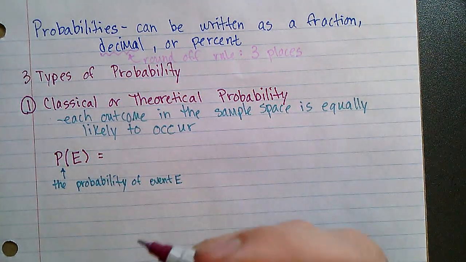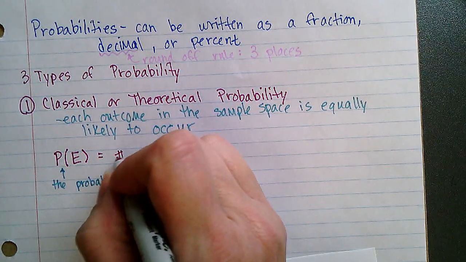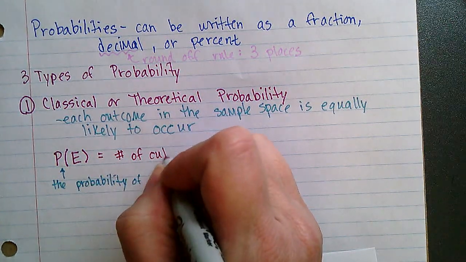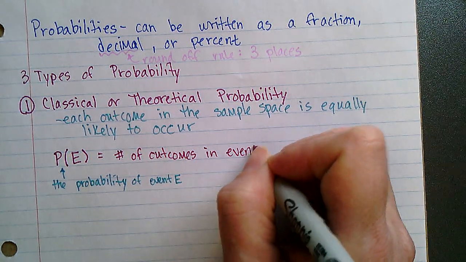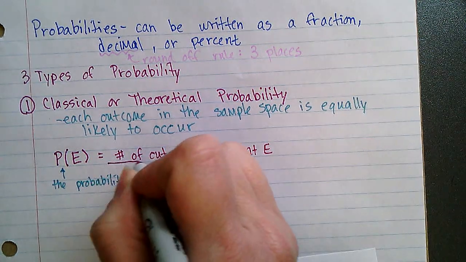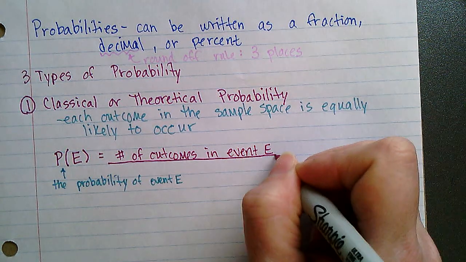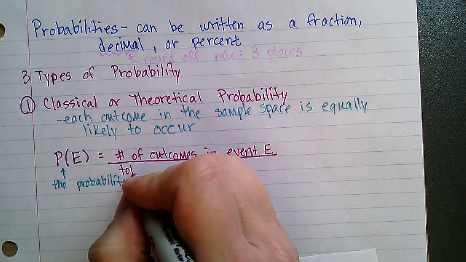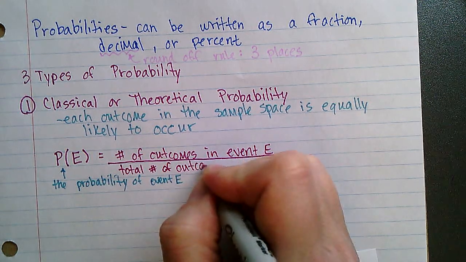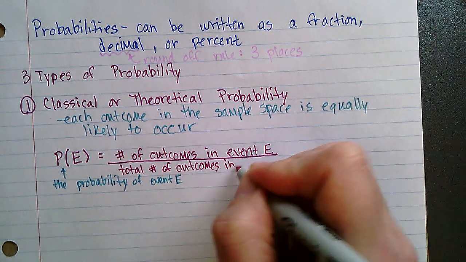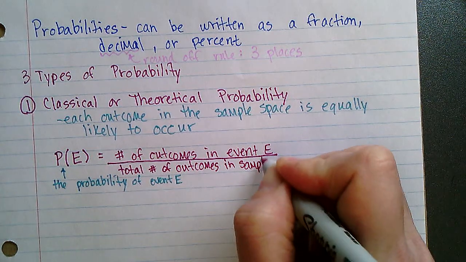So the probability of event E is going to be the number of outcomes in event E divided by the total number of outcomes in the sample space.